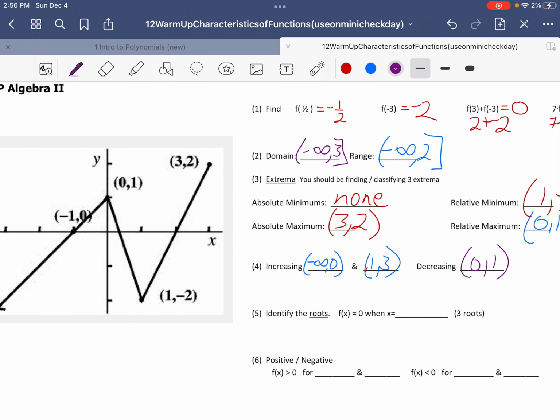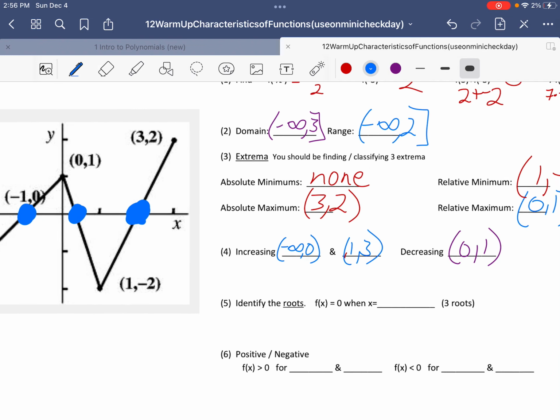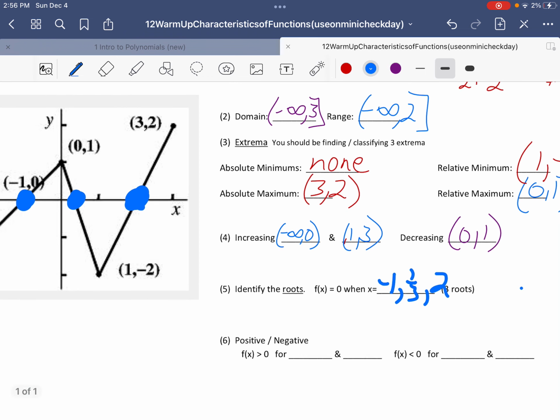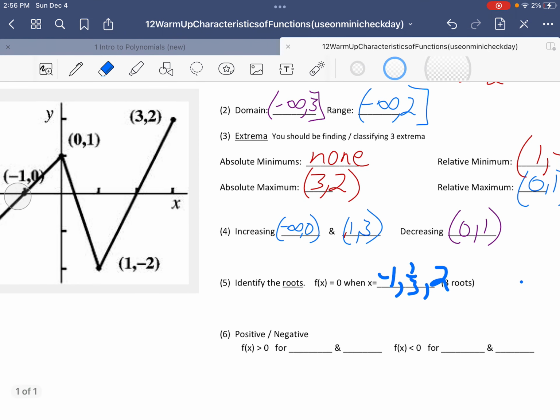Roots. Roots are the x-intercepts. X-intercepts are these blue dots, but we give them as x values. So the first x value on the left is -1. The next one looks like it's pretty close to a half, maybe not exactly a half. Honestly, it's probably more like a third. Doesn't really matter. And then the last one is 2. Those are your roots.